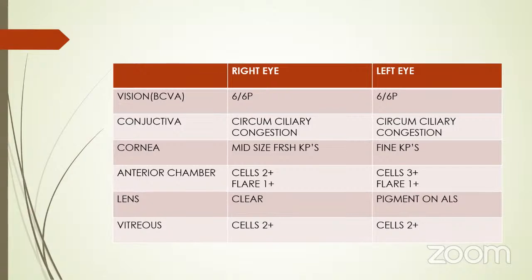There was CCC, circumciliary congestion, in both the eyes. There were mid-sized fresh KPs in the right eye and fine KPs in the left eye. AC had 2+ cells in the right eye with 1+ flare, and 3+ cells in the left eye with 1+ flare. The left eye had pigment on the anterior lens surface, and both eyes had 2+ cells in the vitreous.